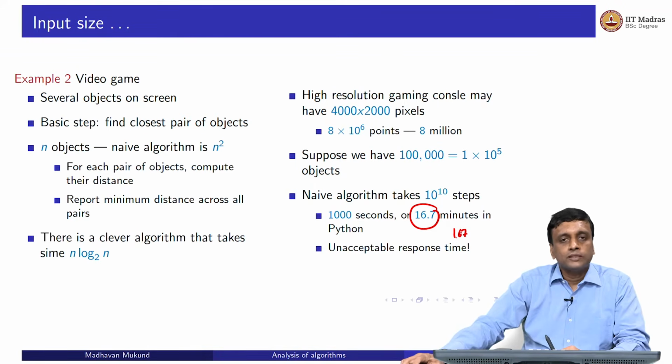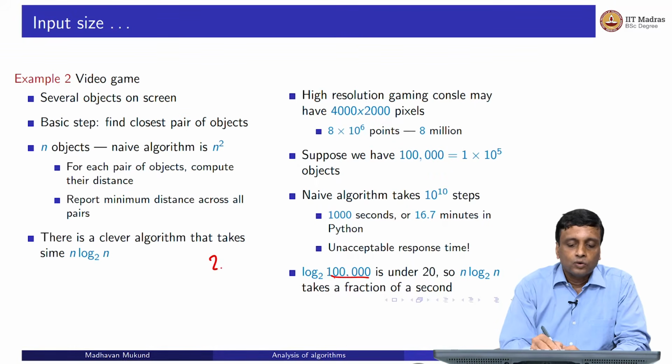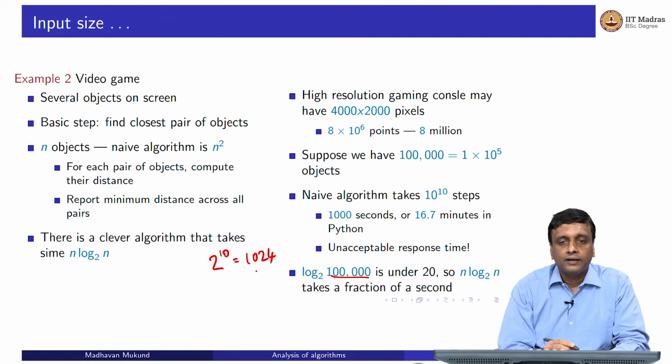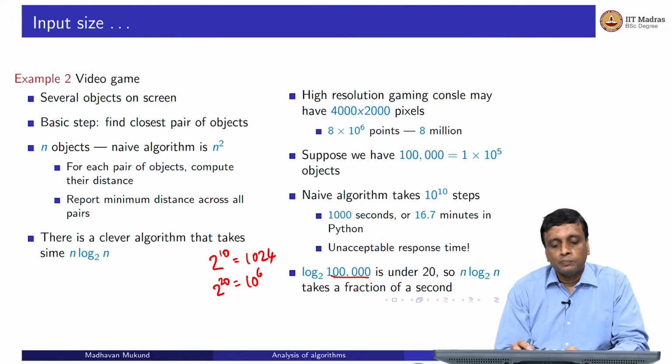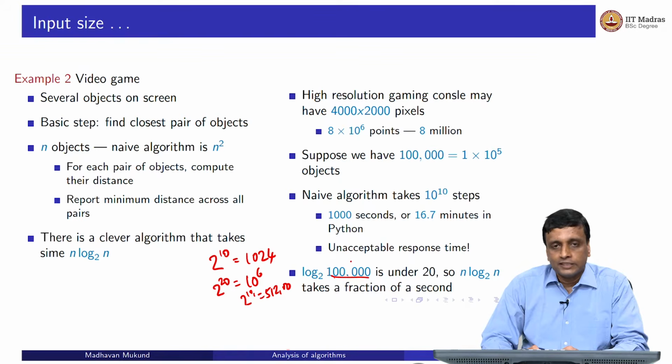And what happens if we use this n log n thing? Well, what is log of 100,000? 2 to the power 10 is roughly 1000, because it's 1024, right? And 2 to the power 20 is 10 to the power 6, because it's 1000 times 1000. This is 10 to the power 5, right? So 2 to the power 19 will be roughly 5 lakhs, it's 512,000, and this is 100,000. So it's going to be something similar to 17, 18, certainly less than 20. So log of 1 lakh is less than 20.